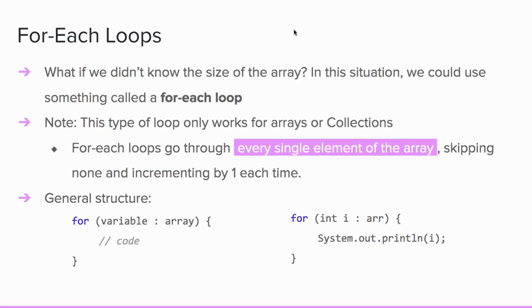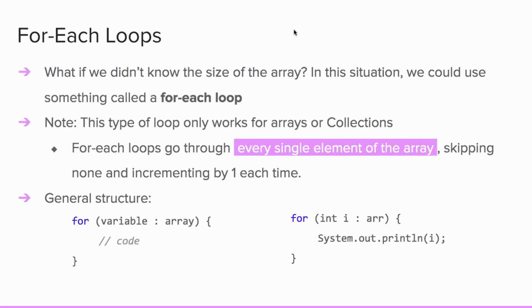What if we didn't know the size of the array? In this situation, we could use something called a for-each loop. A for-each loop acts similarly to a for loop, except it has a more limited use. For-each loops can only be used with arrays or collections, like array lists, and go through each single element of the array. They skip no values and traverse the array in order of index.